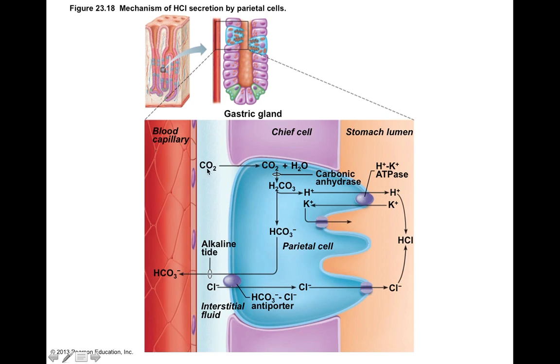But ultimately, it comes from carbon dioxide in the blood. So what do you guys think happens to the pH of your blood if you're taking carbon dioxide out of it and using that to make acid, which is then secreted into your stomach?